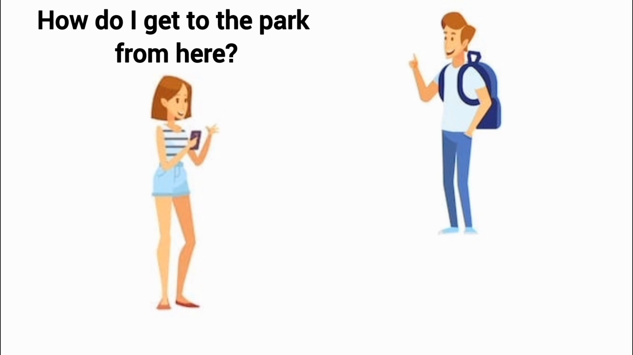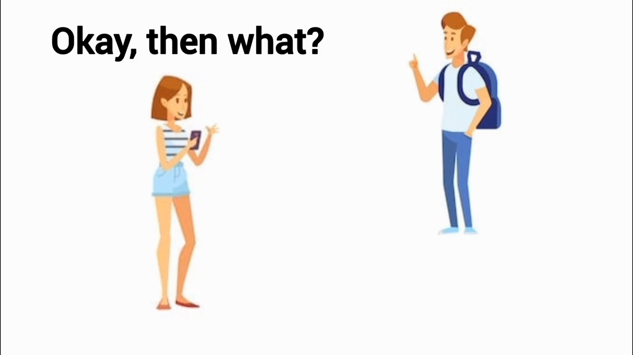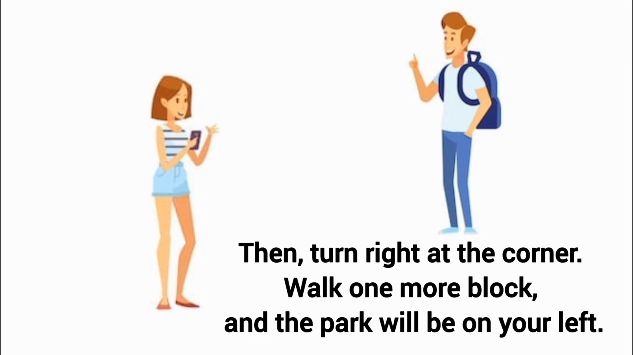How do I get to the park from here? It's easy. Go straight for 2 blocks. Okay, then what? Then turn right at the corner. Walk 1 more block and the park will be on your left.